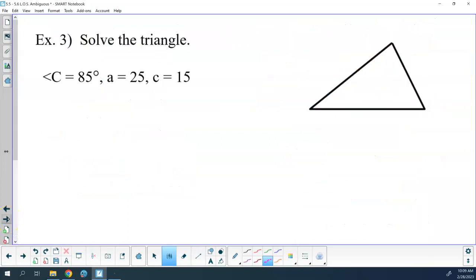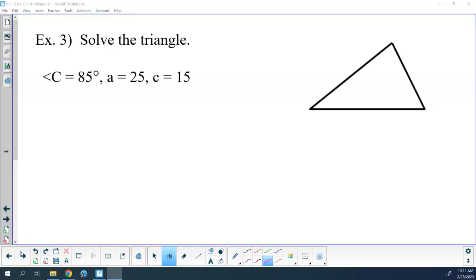Think you're ready to try one on your own? Solve me that triangle. I'll check back in like 2 minutes of actual time. Video time, it'll be like not even 2 seconds.